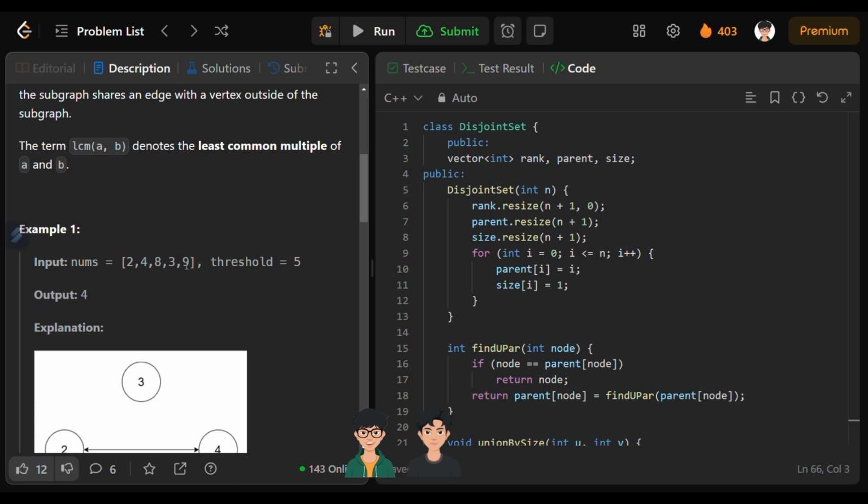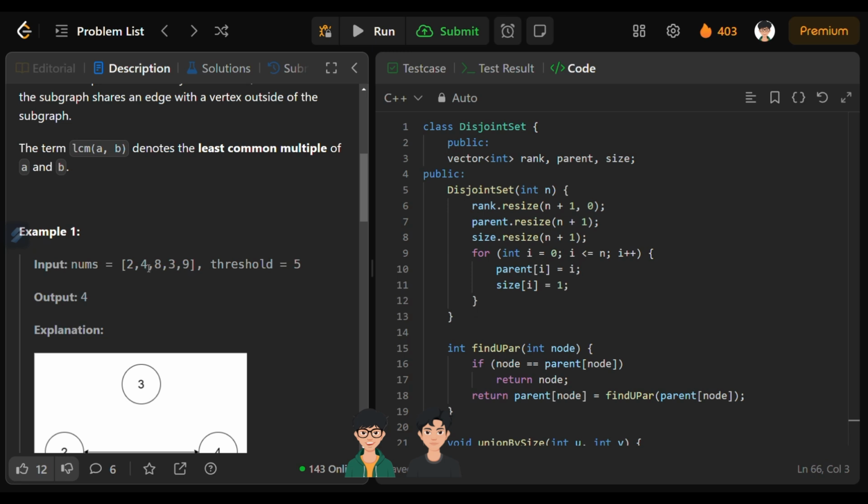The first most important observation, if we generalize it, is that the LCM of A comma B should be greater than or equal to the maximum of A comma B. What I mean is, the LCM of 2 comma 4 is 4, which is greater than or equal to the maximum of 2 comma 4, that is 4.